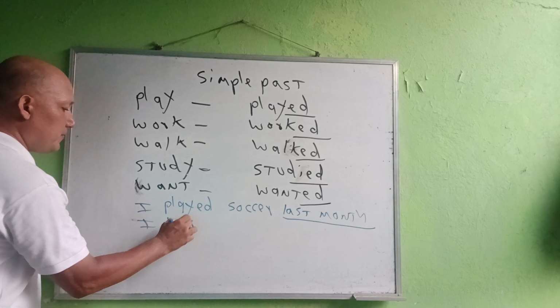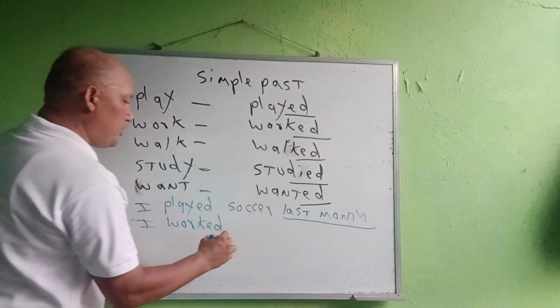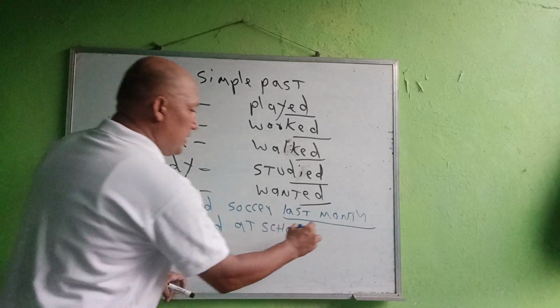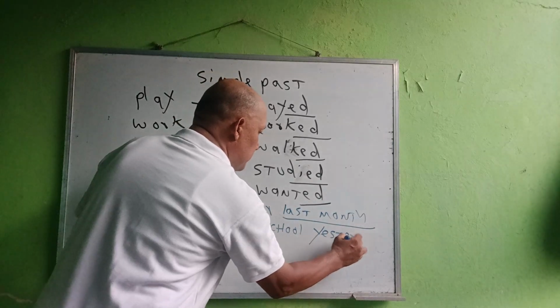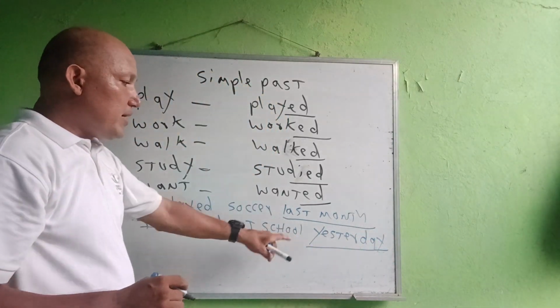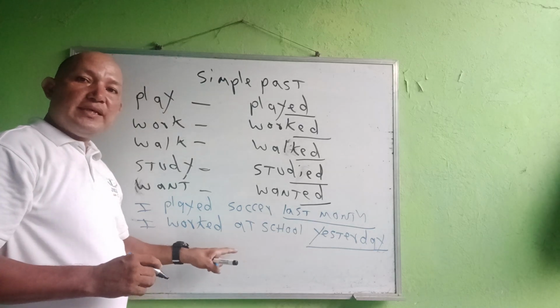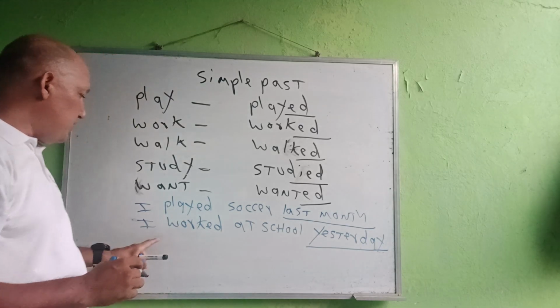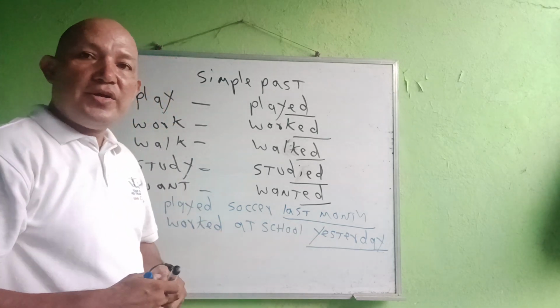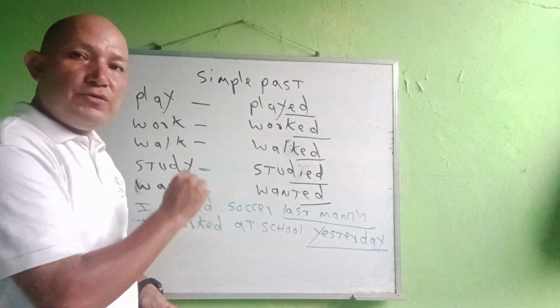Another example, using the verb work. I worked at school yesterday. I'm using another different past tense expression, in this case yesterday, because I specify when this action happened. For example, I worked at school yesterday. This is another affirmative statement in simple past tense using this regular verb.